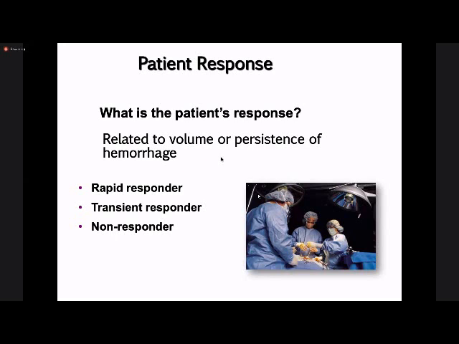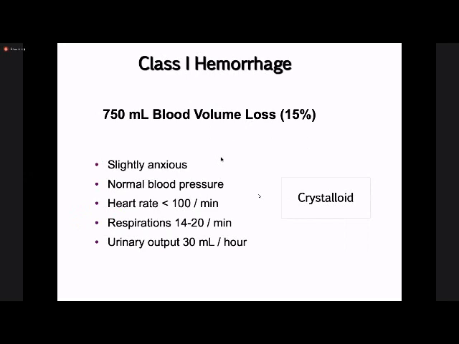That is somebody who needs further interventions to control bleeding. A non-responder is somebody who has either lost a large volume of blood or who is bleeding at a rate that is greater than the rate at which you are resuscitating the patient. So non-responders are the most difficult group of people, obviously, to resuscitate.